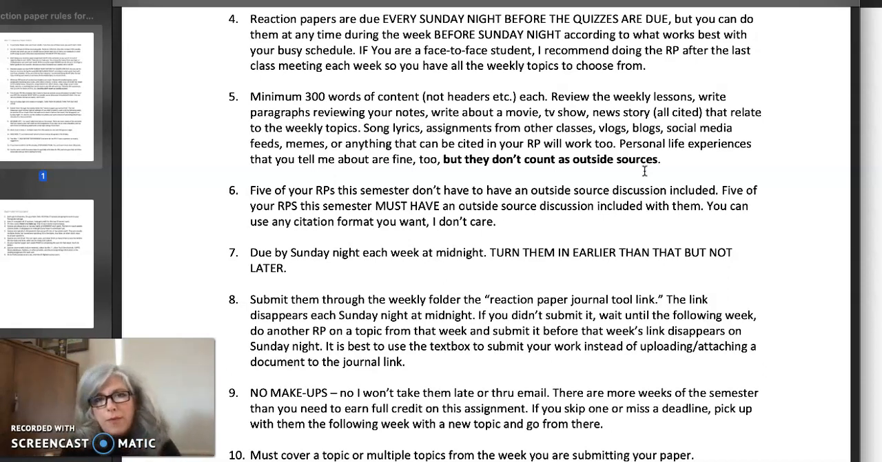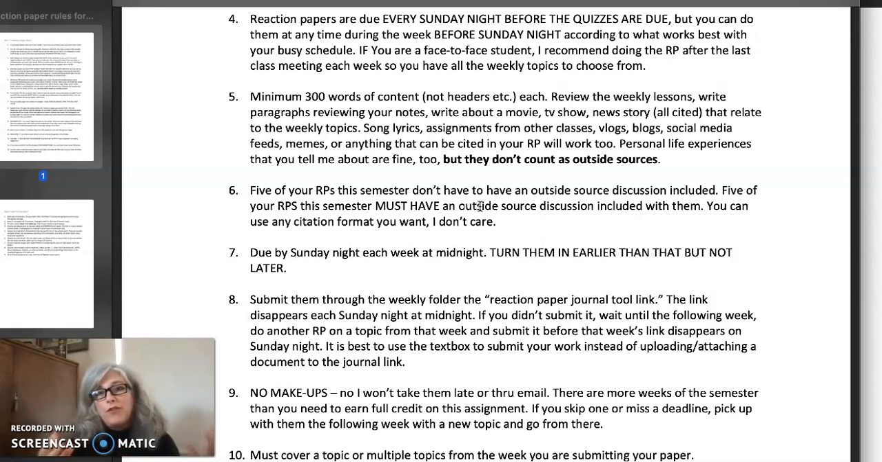So other papers that don't include outside sources, those can include your personal stories. And I love reading those, how they relate to the material. So always relate your outside sources, always relate your personal stories to the material that we're covering that week. Don't just tell me a personal story. You're going to have to constantly tell me, I'm telling you this personal story because it relates to this aspect of sociology that we learned about this week. You have to treat me like I'm dumb so I know how you're relating it to the course content.